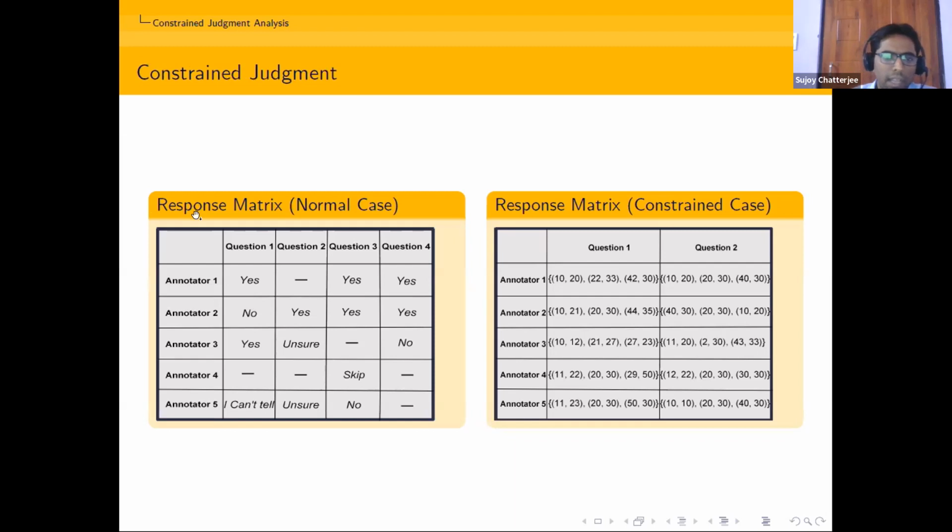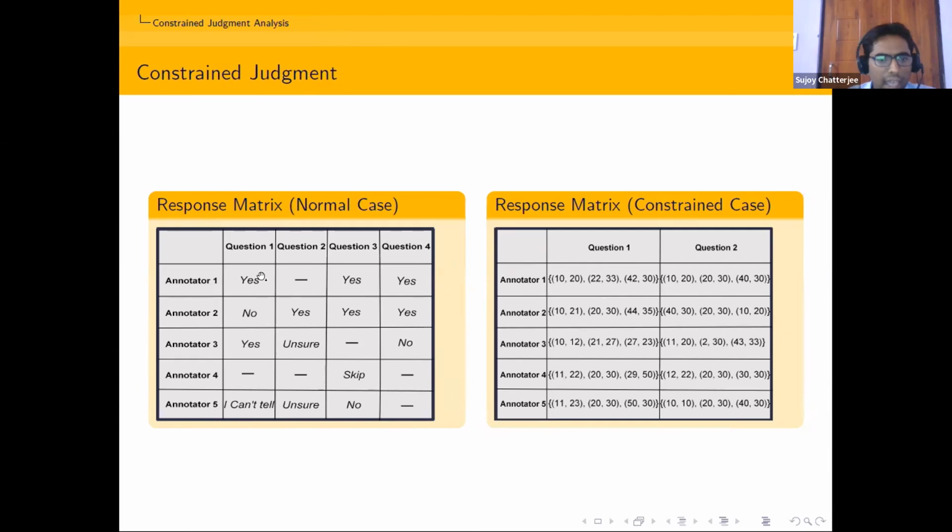So what happened in the normal case? Suppose this is question one. This is the response matrix for the normal scenario, and this is the response matrix for the constraint scenario. Here the opinions are like 10, 20. On the right-hand side, these are the three coordinates for three ATM counters. There is some relationship, because these ATM counters should have some distance between them. So this is a constraint.